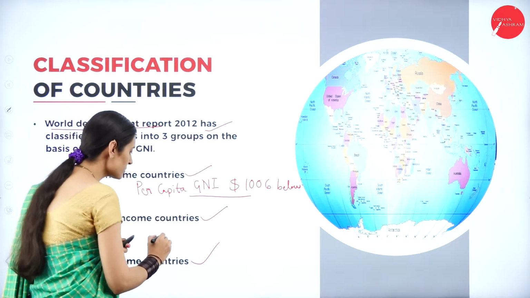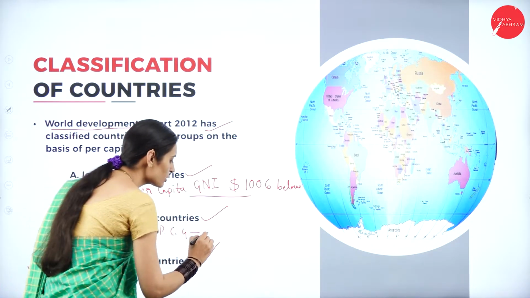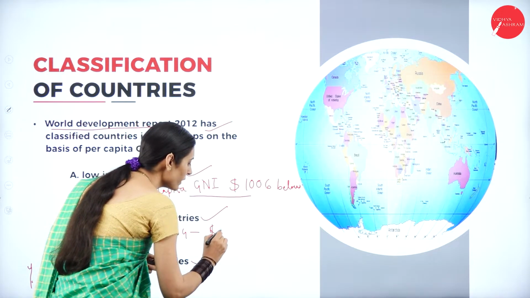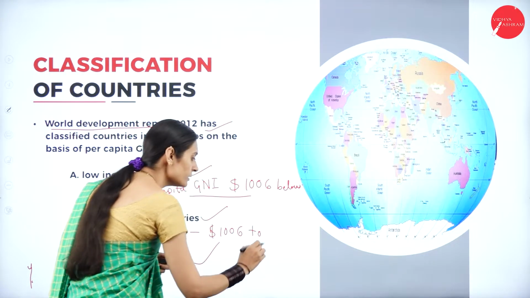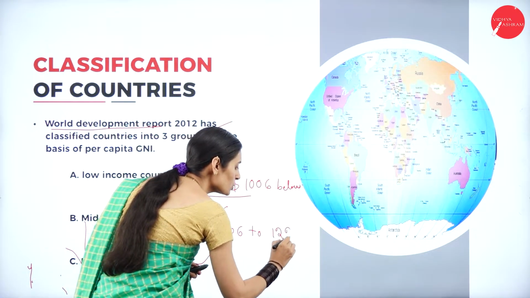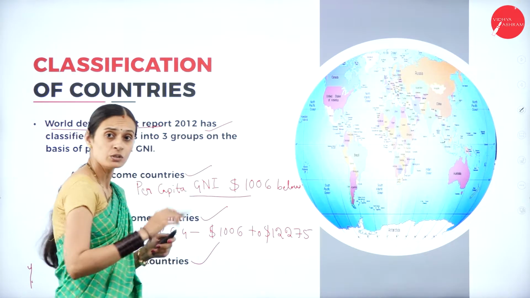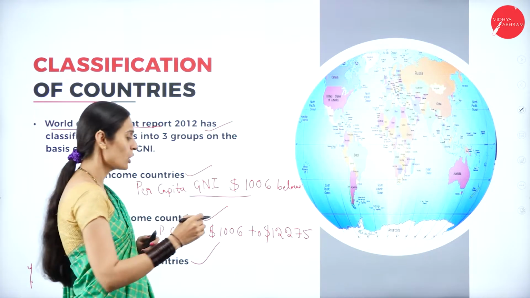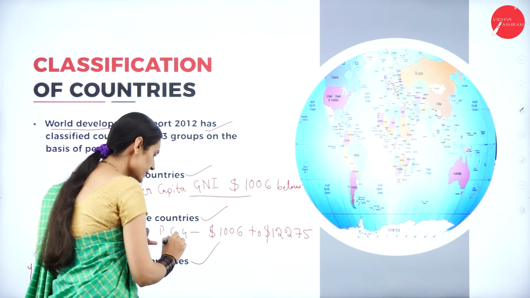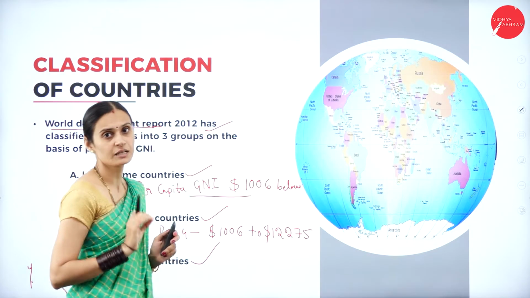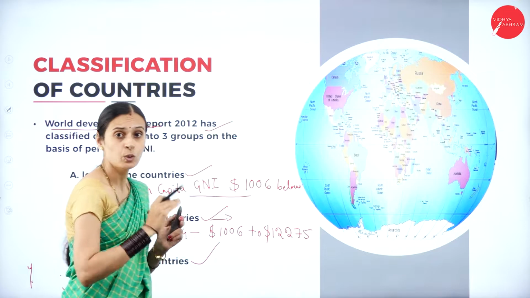Okay, and then middle income countries. So what are the middle income countries? Per capita GNI of more than $1,006 and below $12,275. These countries are considered middle income countries, and this type of country is considered a developing country.